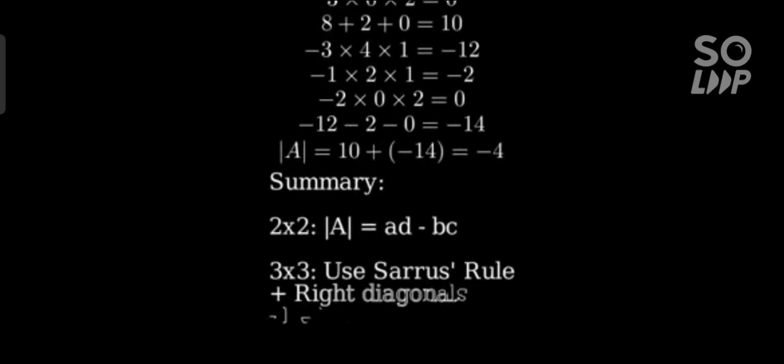And that's how we calculate determinants. Remember, for 2 by 2 matrices, multiply diagonally and subtract. For 3 by 3 matrices, use Sarrus rule to add the products going right and subtract the products going left.